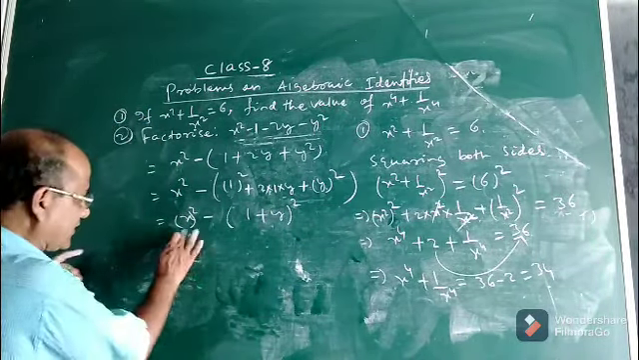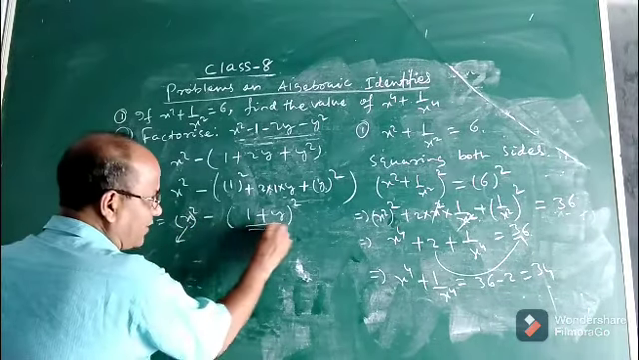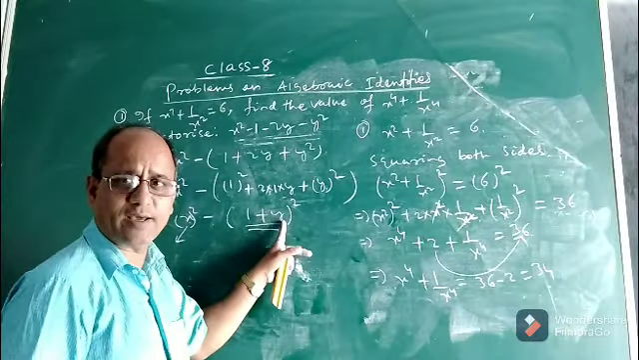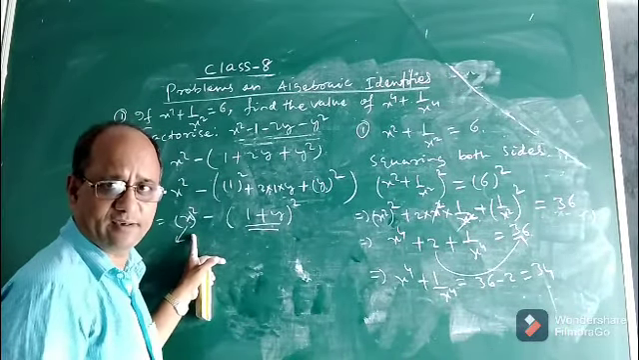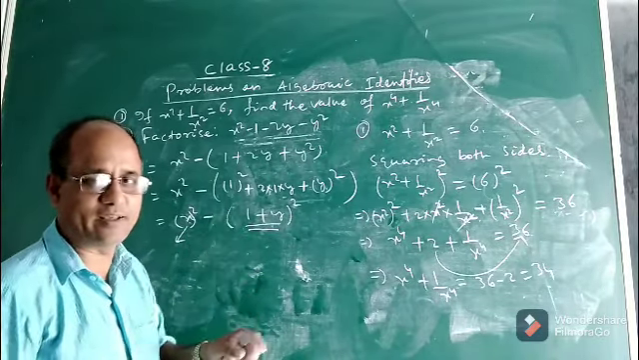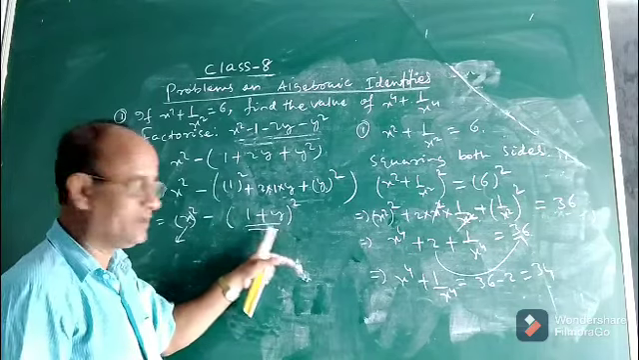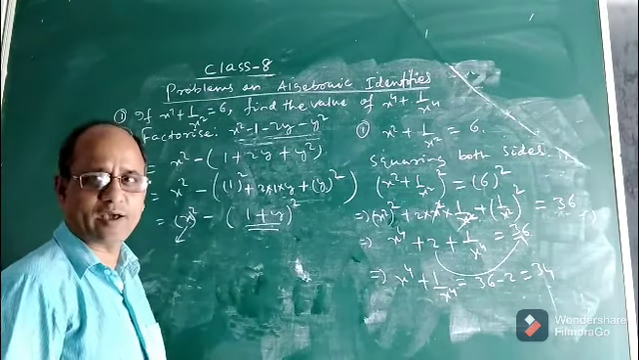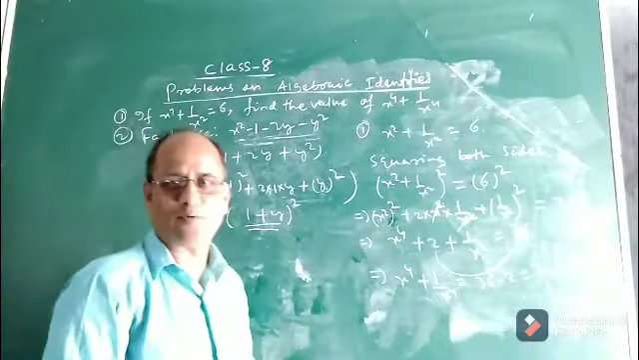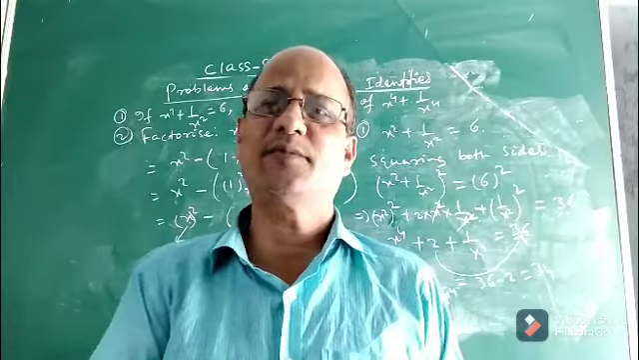Now see, what is the next step? The next step is you take x as a and take 1 plus y as b. Then again it is in the form of an identity, identity number 3. It will be a square minus b square. And you know the formula for the identity a square minus b square. It is (a plus b) into (a minus b).